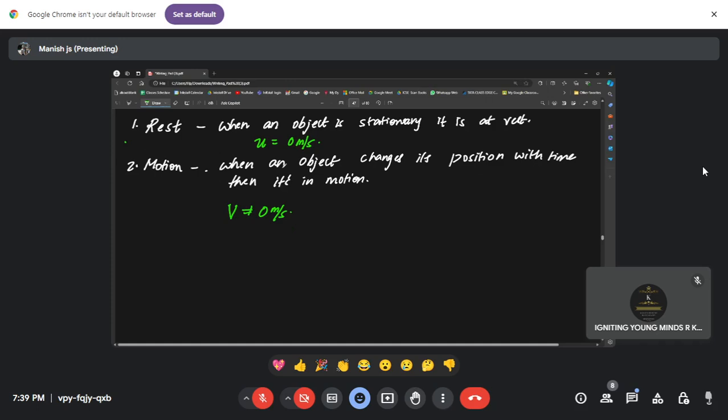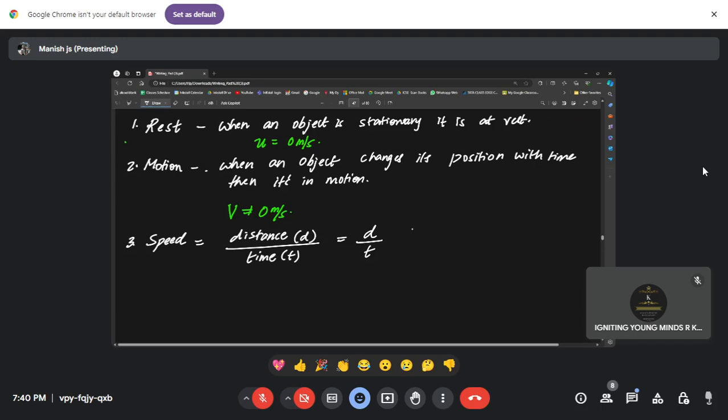Next, moving on to the third concept for the day: what is meant by speed? These are simple terms. Speed is defined as the ratio of distance traveled to the time taken. In simple terms, speed is equal to distance, d, upon time, t. These are the symbols for distance and time: speed = d/t.